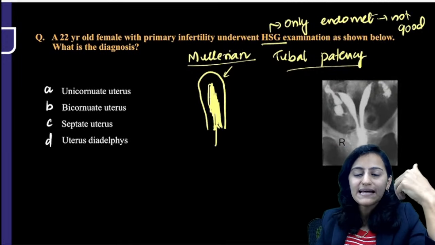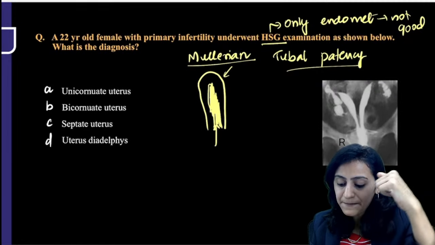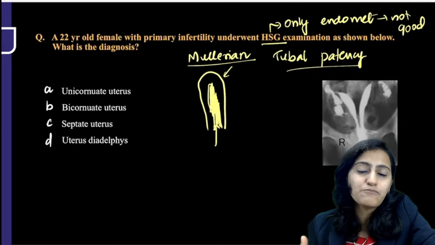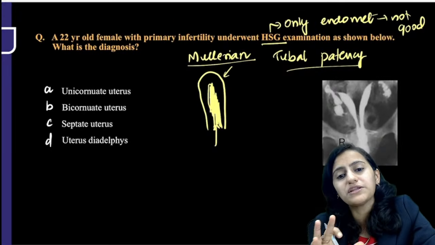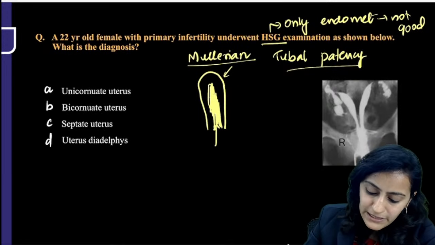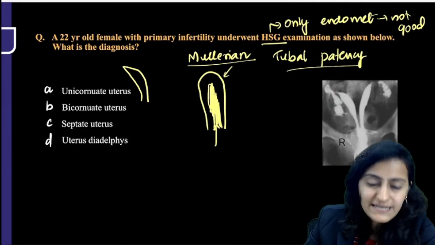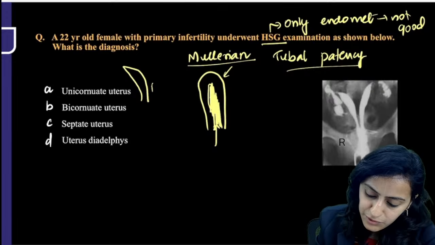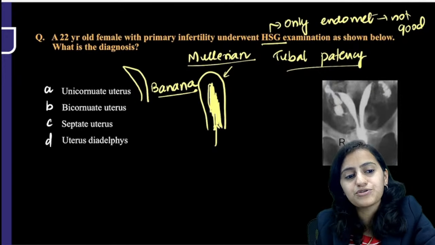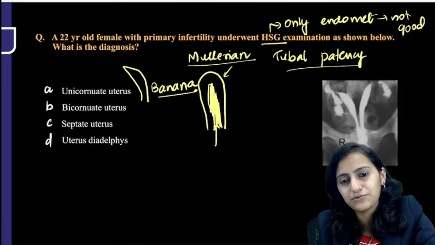But for our exam, we should know how to identify. So the most common image that they should be asking in the exam on HSG is a unicornuate uterus, because unicornuate uterus can be identified very well. It will be deviated to one side and it has one horn. The unicornuate uterus is also called the banana uterus.